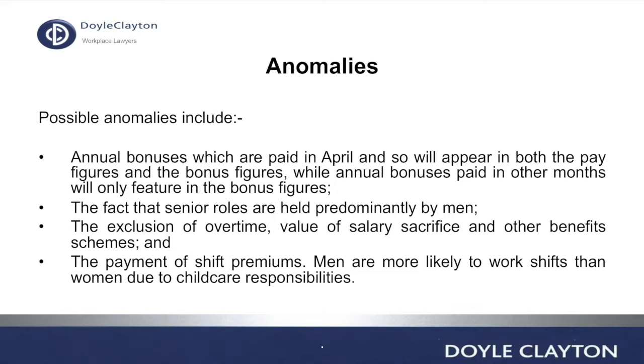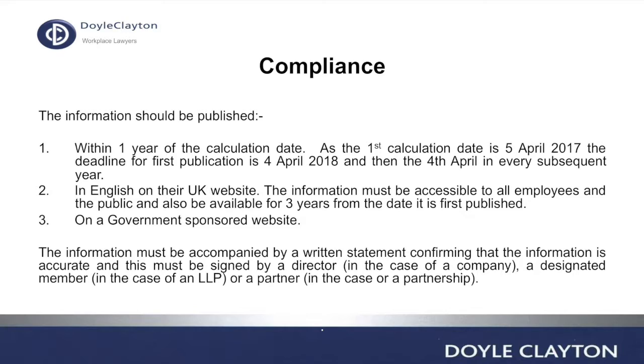James will explain where employers should publish this information and what is the deadline for publication. The information should be published within 1 year of the calculation date. As the first calculation date is the 5th of April 2017, the first publication date is the 4th of April 2018, and then the 4th of April in every subsequent year.